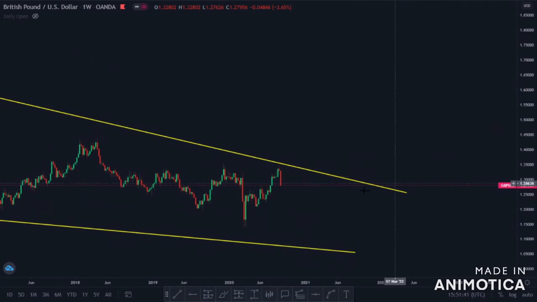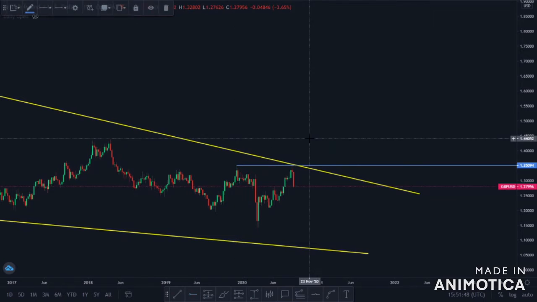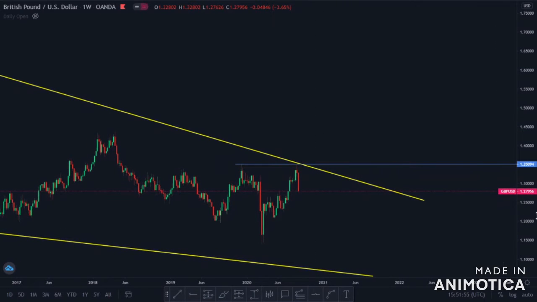Let's move down to the weekly time frame. As you can see, on the third touch of the trend line we have had another confirmation of this double top right here. That gave us more confirmation that we're heading towards the downside.